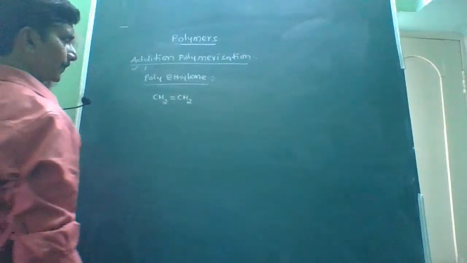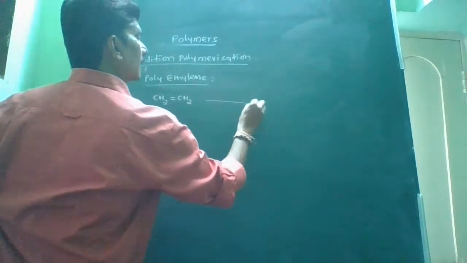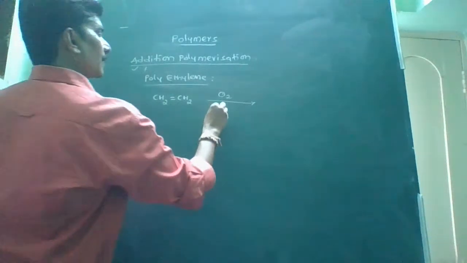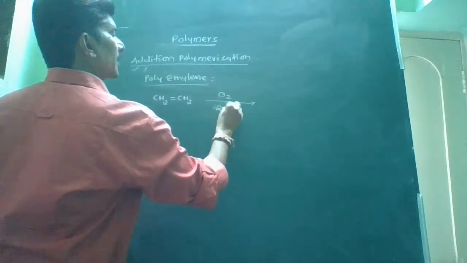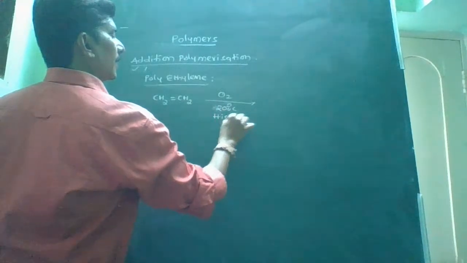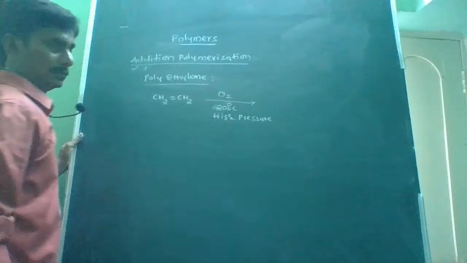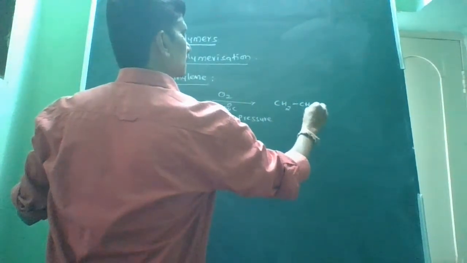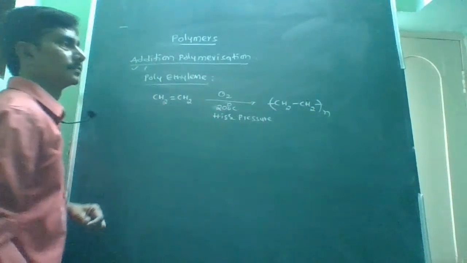Ethylene, treated with oxygen at 150 to 200 degrees centigrade and high pressure, forms polyethylene.